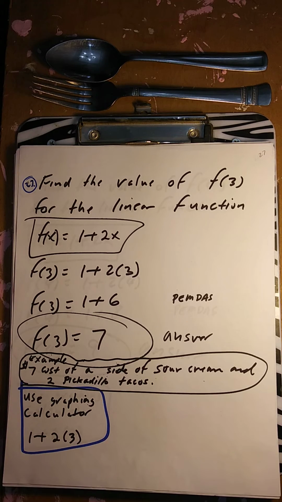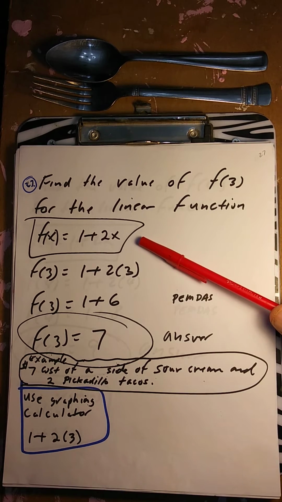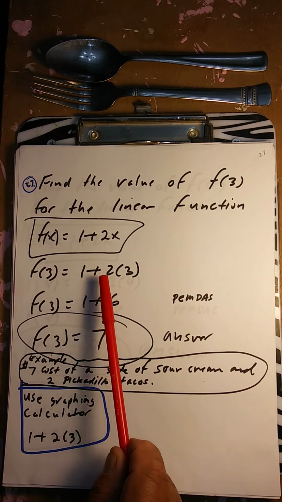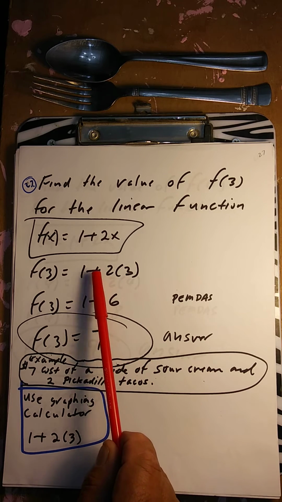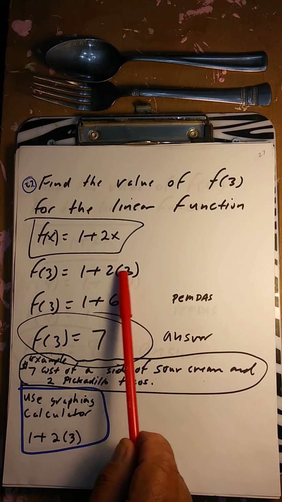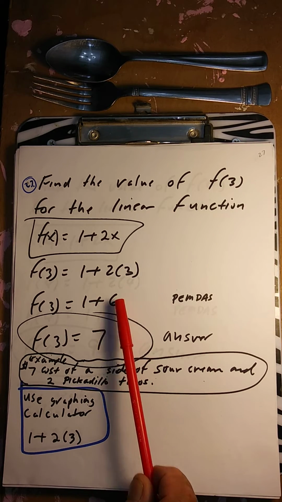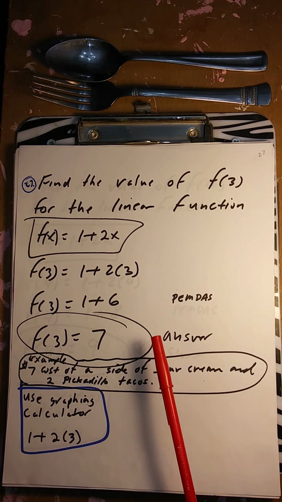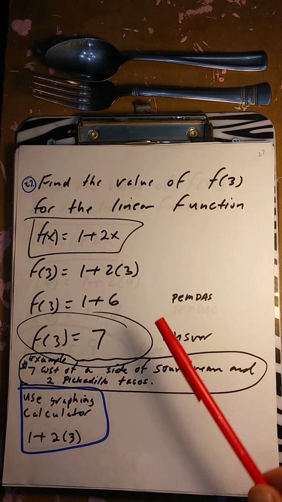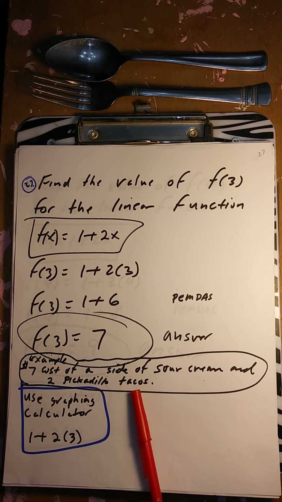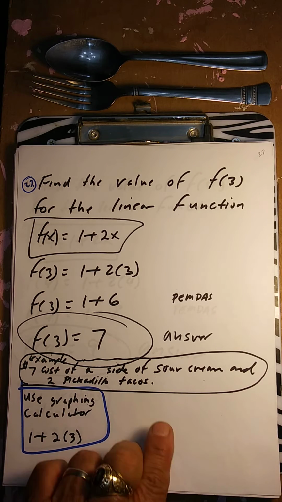Okay. Find the value of f of 3 for the linear function f of x equals 1 plus 2x. So now I'm going to put 3 in there. Again, you need to do order of operations, which is do you add or do you multiply? Let's multiply first. This right here. So 2 times 3 is 6. 1 plus 6 is going to be 7. You need to do order of operations, okay? Multiply first. Example, $7, the cost of a side of sour cream and 2 picadillo tacos.